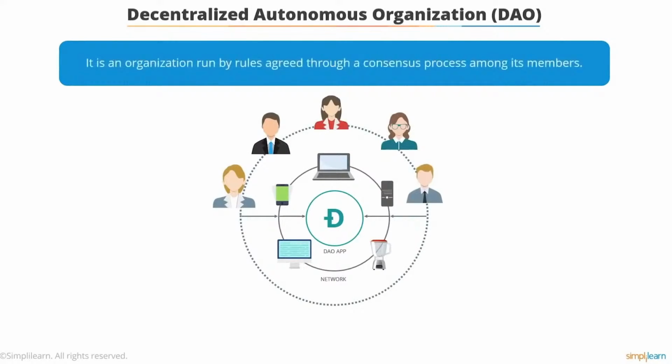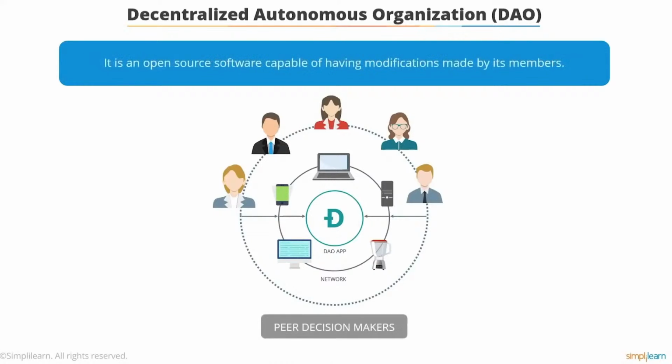A DAO is an organization run by rules agreed through a consensus process among its members and written in a set of contracts run via a blockchain. It is open source software capable of modification by its members.